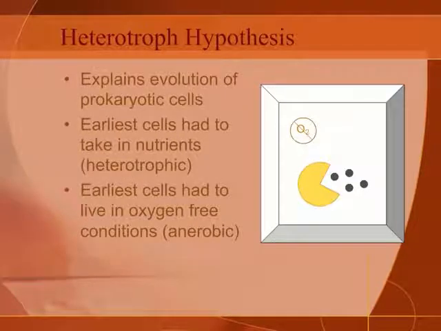Looking at the second step in the sequence, you have a cell to draw which resembles a little Pac-Man. He is eating some molecules, and you will also notice that there is no oxygen in the atmosphere. So you need to make sure that you record all of that information in the pane for your drawing. This is the first step in the evolution of cells. And this evolution of cells is called the Heterotroph Hypothesis.